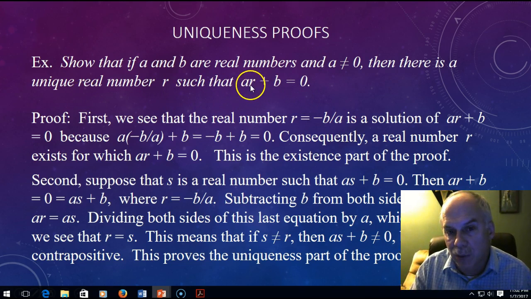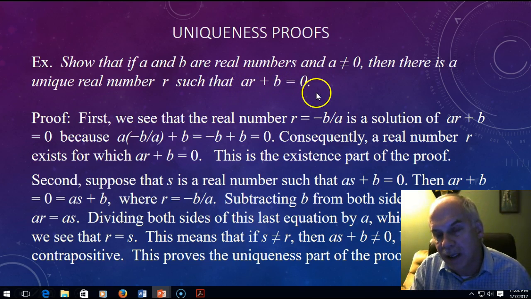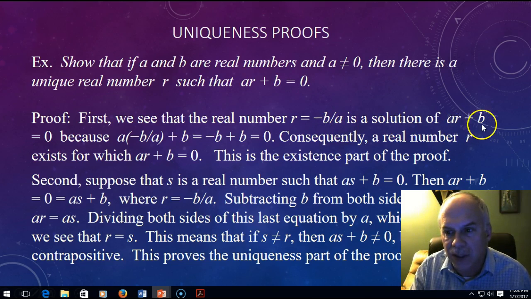So we're going to sort of pretend that there's another r. So let's look at the proof. First, we see that the real number r would be negative b over a. So you basically solve this equation for r. You move the b to the other side and then divide by a, so you get negative b over a. That's a solution of the equation ar plus b equals 0.